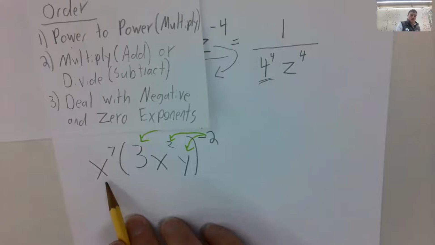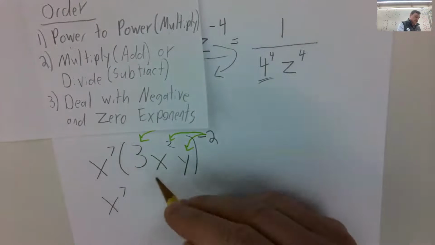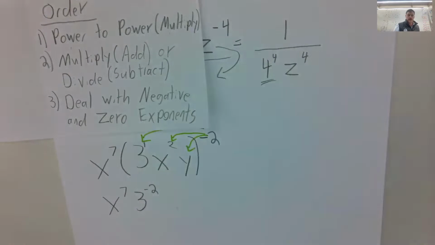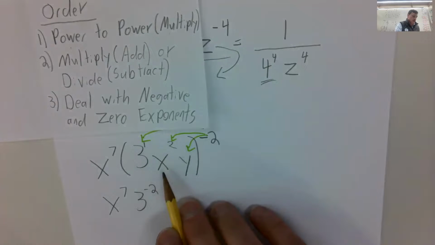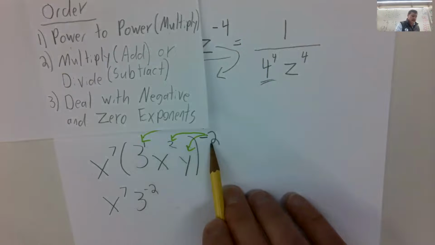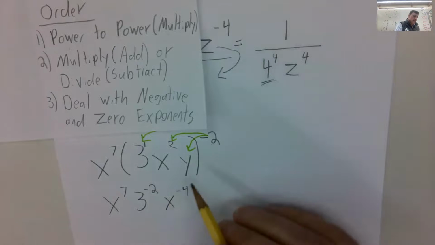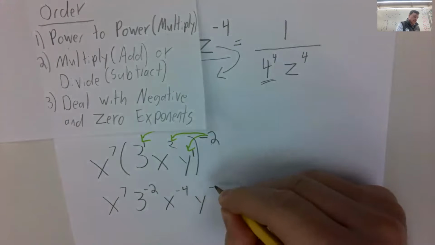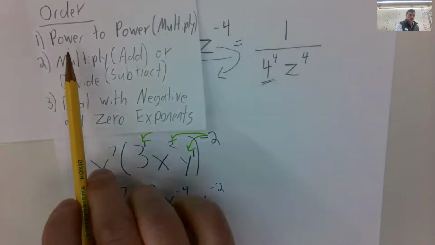My x is just going to go along for the ride. X to the 7th, this becomes 3 to the -2nd. Remember, there's a 1 in front of that 3, or any whole number. 1 times 2 is -2. This x term, well, the exponent is +2. We're going to multiply that by -2. We're going to end up with -4. And this y, even though there's no exponent, we know there's 1. And 1 times -2 is -2. Okay, cool. We've raised our power to a power.